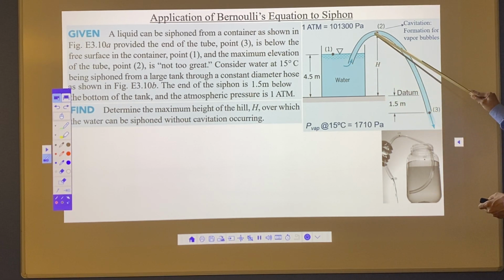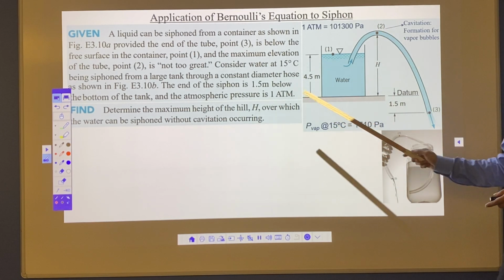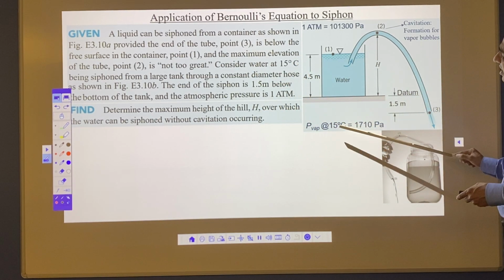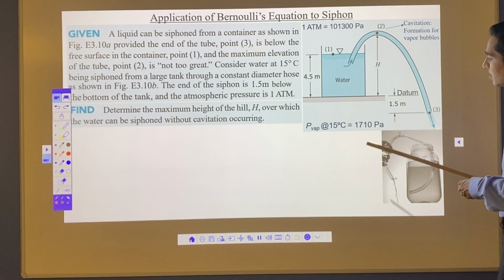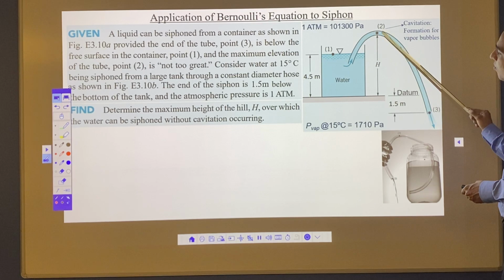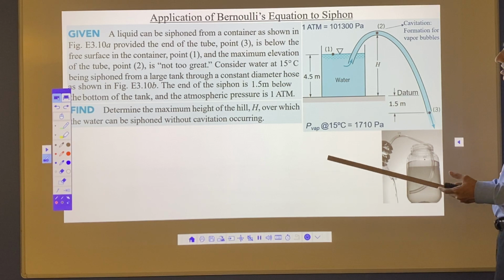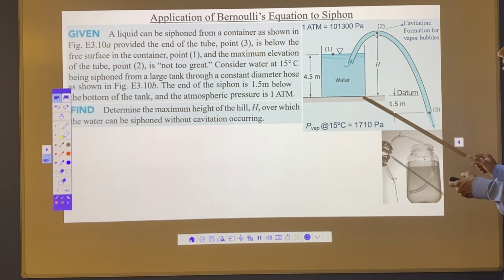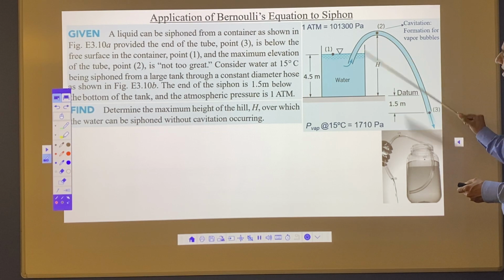As soon as you start to increase the height, the pressure here is going to decrease, and there will be a certain point. Now the water, it says, is at 15 degrees Celsius. At 15 degrees Celsius, the water vapor pressure is 1710 pascals or 1.7 kilopascals. So if the pressure goes below 1.7 kilopascals at this point, water will boil, and then you will have formation of cavities or steam bubbles, and as steam density is different than water, water will not flow through this pipe. So you have a limitation for this height. Up to a certain limit, up to this pressure, you can go for the height. Beyond that you cannot.